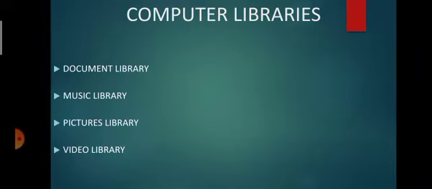computer libraries. Computer libraries are the things in the computer for different file storage. For example, document library, music library, pictures library, and video library. Here the document library consists of all the documents which are in your computer. The music library holds all the music files in your computer. The pictures library consists of all the pictures stored in your computer. The video library has all your video files that are in your computer. So let us discuss each of the different libraries individually.